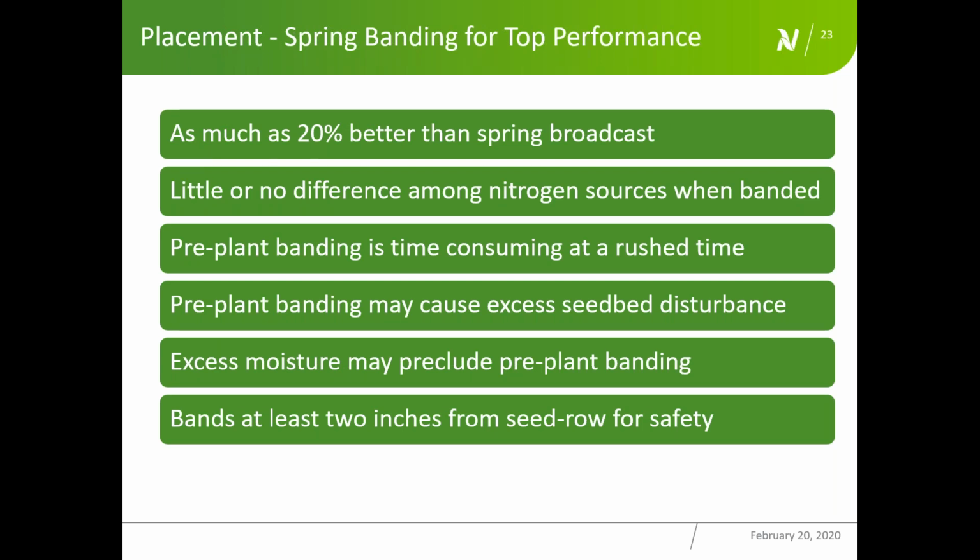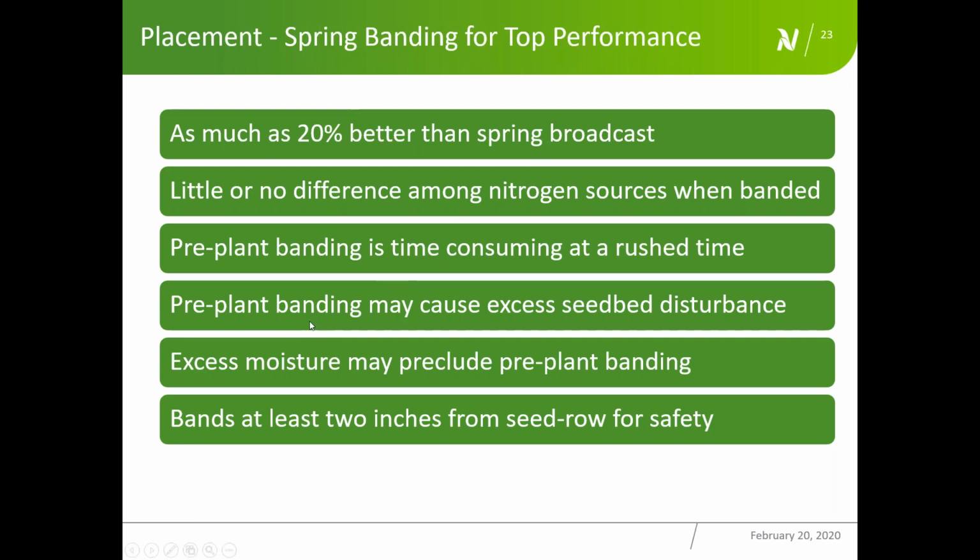When we look at placement, again, as we said, spring banding would be preferred. In the Western Canadian research, generally there's been little or no difference among the nitrogen sources when they're banded, but there could be differences due to timing. Again, as I said, recognizing pre-plant banding may be time-consuming, particularly if we're needing to inject ammonia. We can't cover as many acres in a day. And if we're rushed by late rainstorms and it shortened our spring season and compressed our workload into a shorter time, that may not be possible.